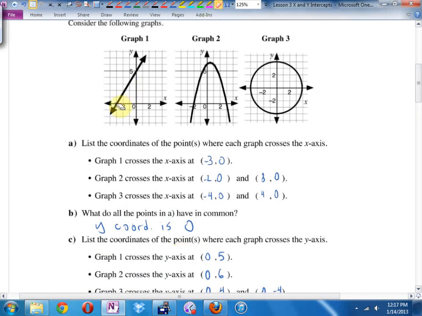I'll just show you. That's an x-intercept. That's the x-intercept. That's the y-intercept.